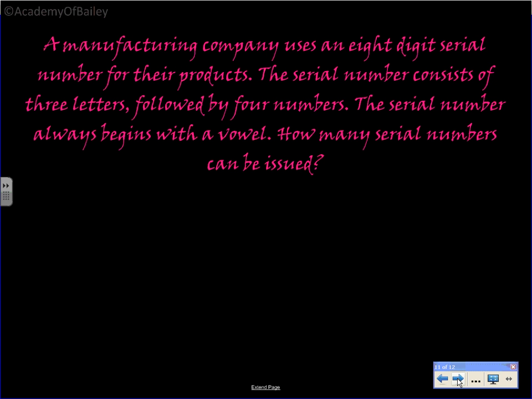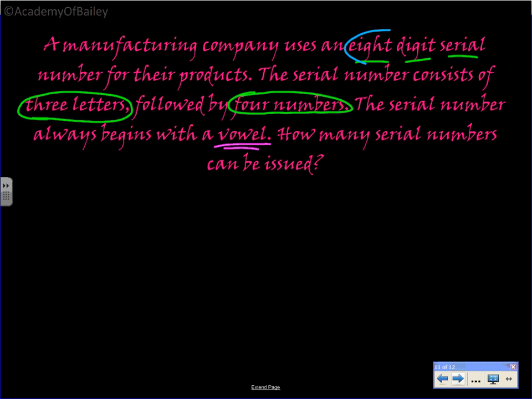So if we look here, this manufacturing company uses an 8-digit serial number for their products. The serial number consists of 3 letters followed by 4 numbers. The serial number always begins with a vowel. How many serial numbers can be issued? Okay, well, there's a lot of information here. First piece of information, 8-digit serial number. So let's go ahead and put 8 digits. 1, 2, 3, 4, 5, 6, 7, and 8.